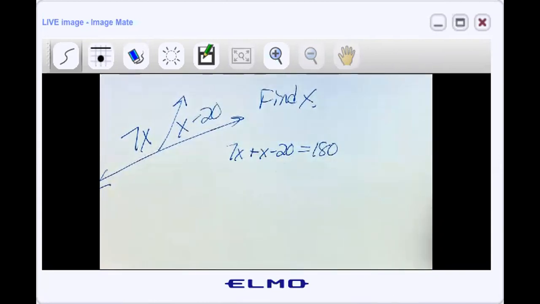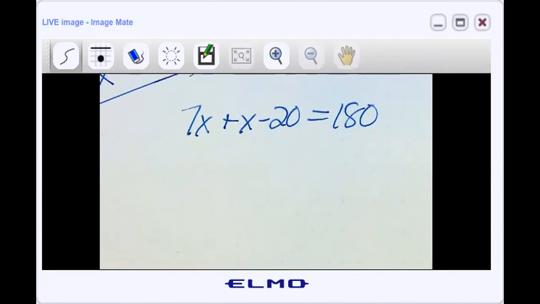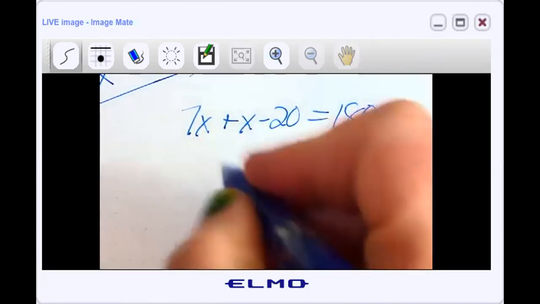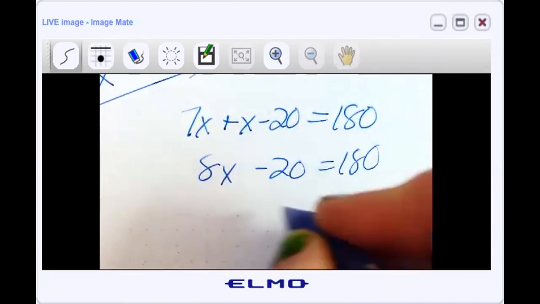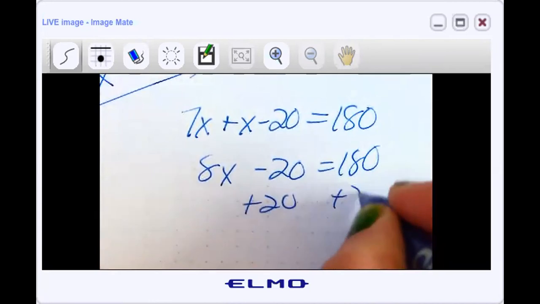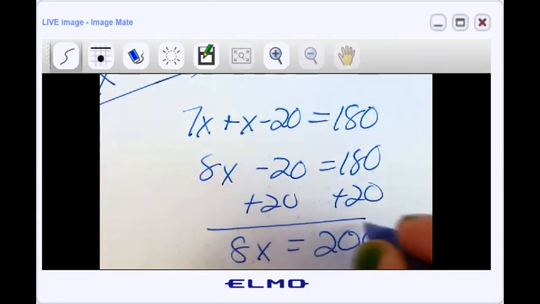That's perfect. Right? My two angles together add up to be 180. That's it. There's my equation. Now all I have to do is solve it. So 7x and x is 8x. And now you just do what you do. Solve, solve, solve.